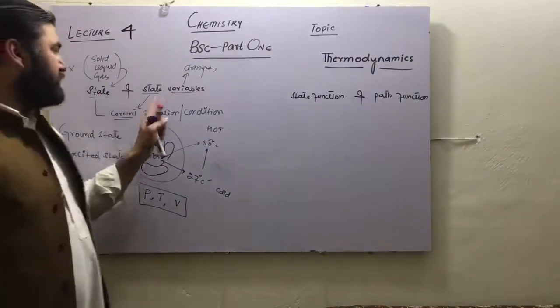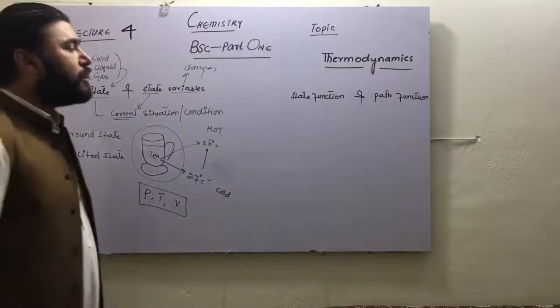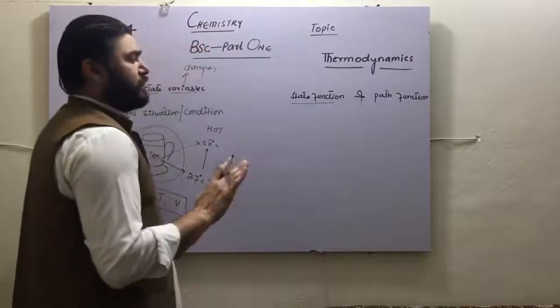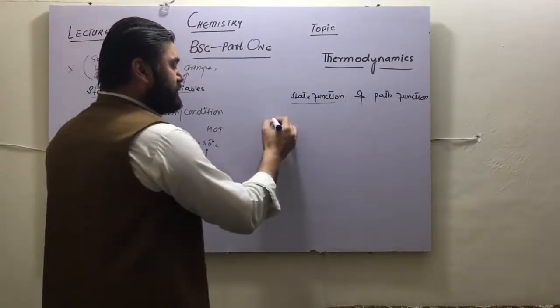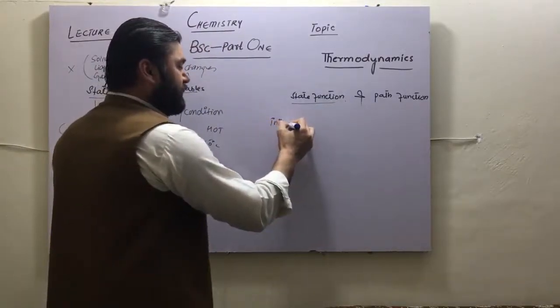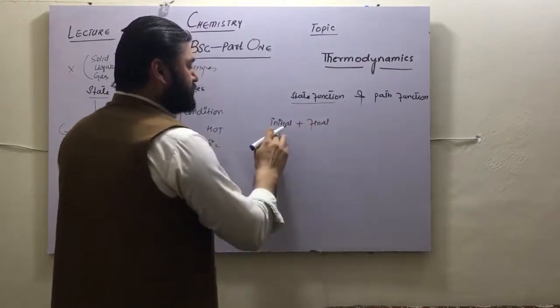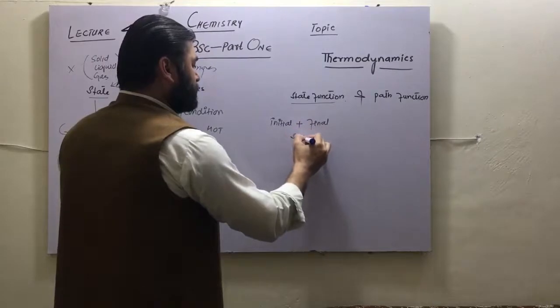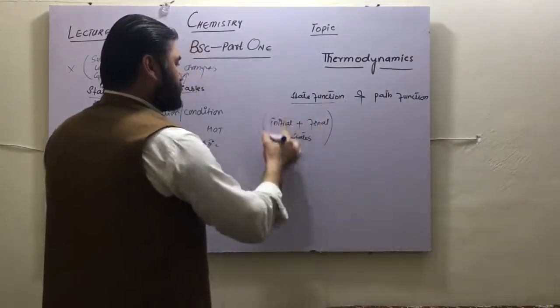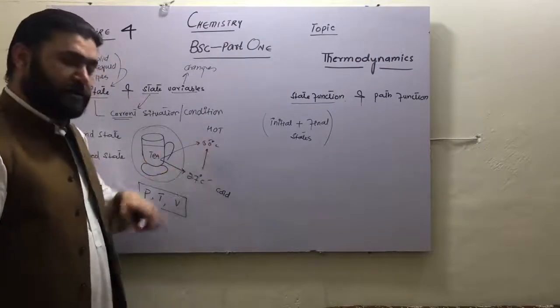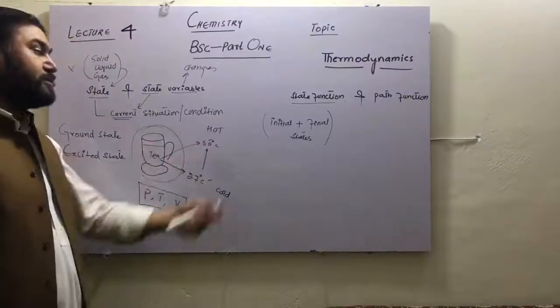To understand state variable, you must know about state function. What is basically state function? State function deals with initial and final states. State function tells us what was the initial temperature and what was the final temperature. It does not tell about the path.